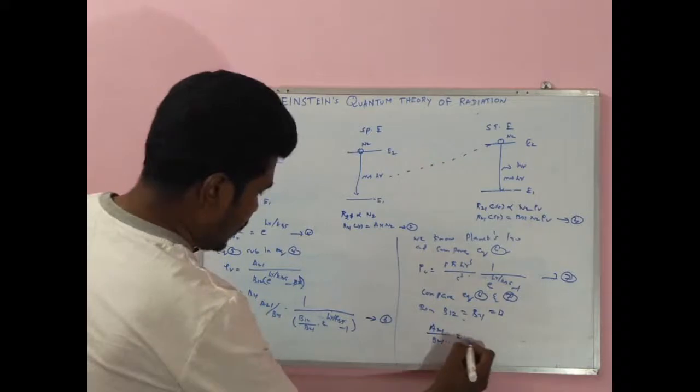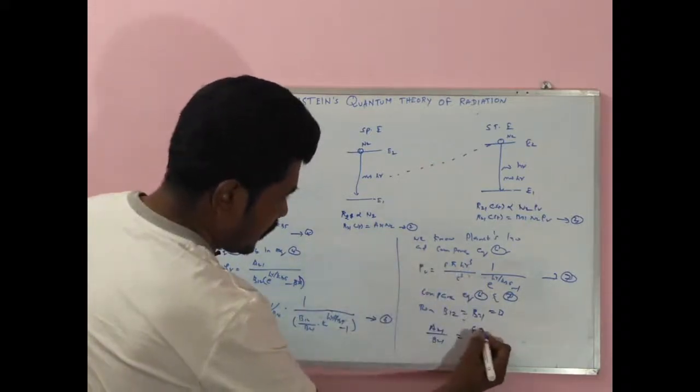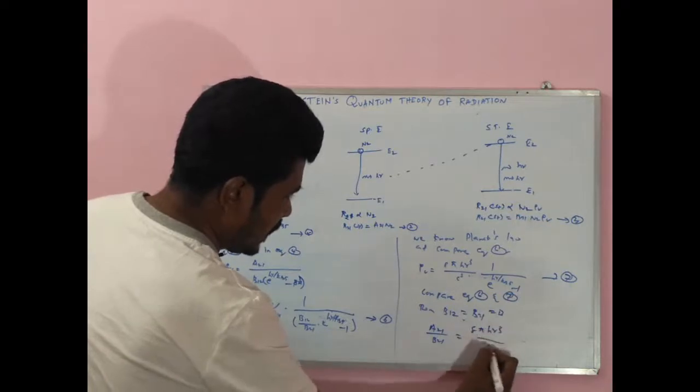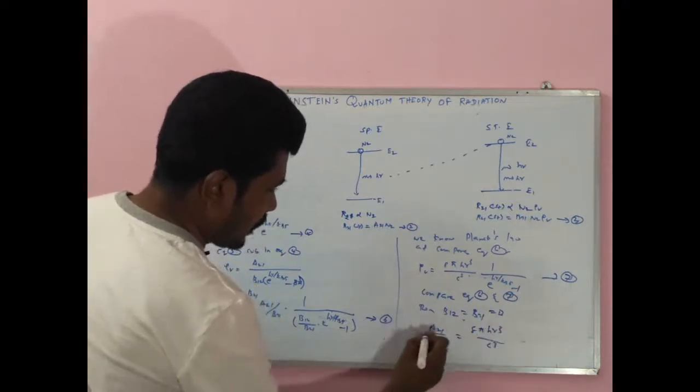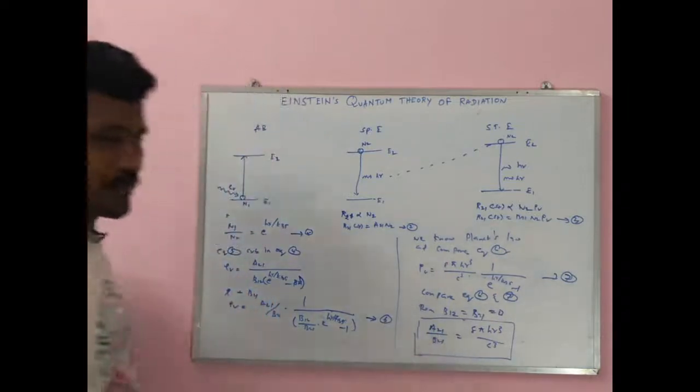A21 divided by B21 is equal to 8 pi h mu cubed divided by c cubed. This is the Einstein A and B coefficients relation.